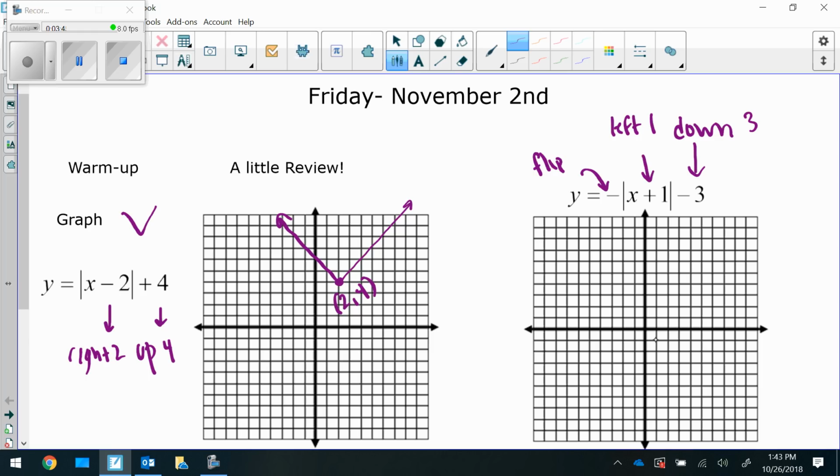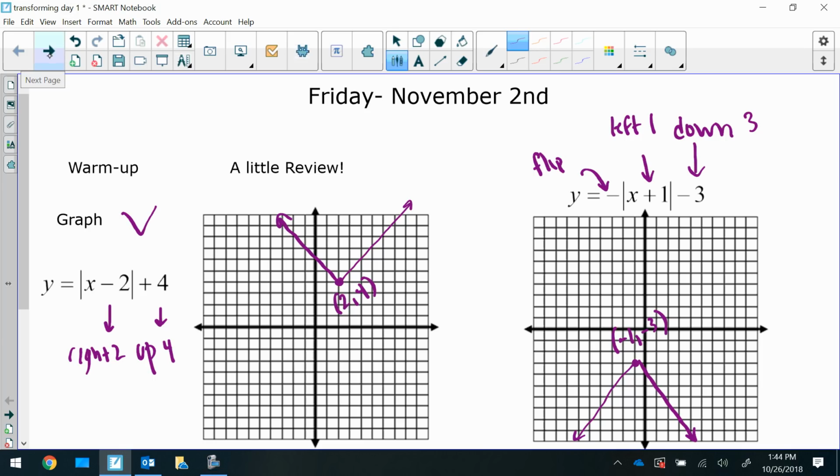So we would normally start at 0, 0 again, but this is going to the left 1. You can follow my cursor, and down 3. So we're now going to have what we call the vertex at -1, -3. But instead of opening up, we're going to open down. So we're going to go down 1 over 1, and down 1 over 1. So what we need to remember from this is actually how to shift. How do we go left? How do we go right, up, and down?